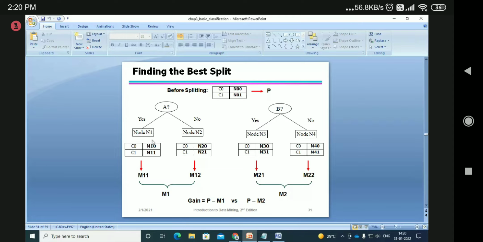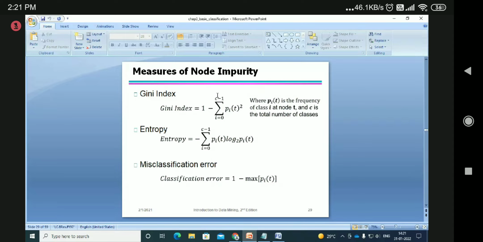So these values will help me to get the value for M11, that is the impurity at this particular node, that is N1. And M12 is nothing but the impurity at node N2. But I am interested in the weighted impurity measure of this child. Okay, and what is my gain? P minus M1. So the impurity present at the parent node minus the weighted impurity measure present at the child nodes, that is M1. How to calculate this? That we will see. M1, how to calculate M1. So P you will calculate using this formula.